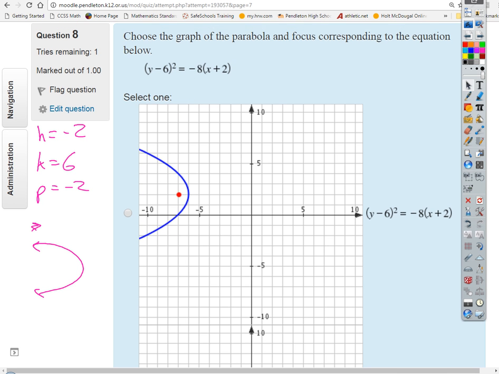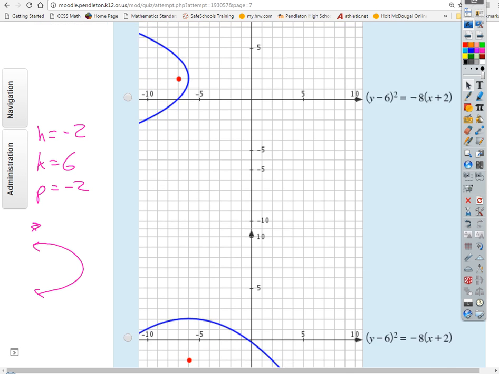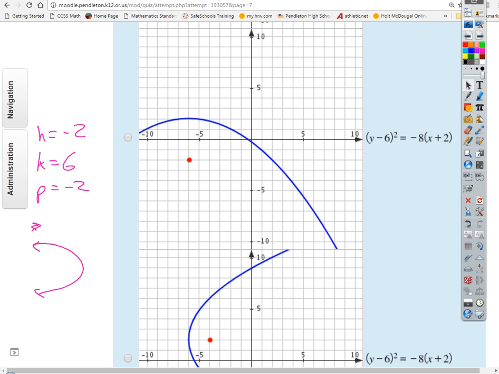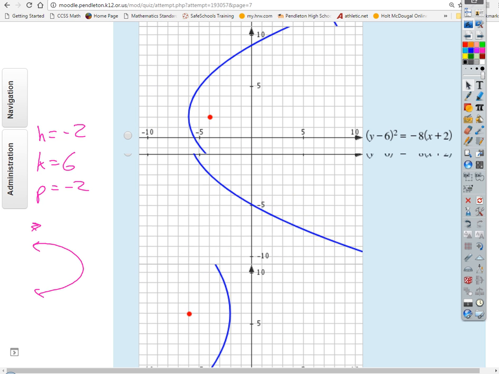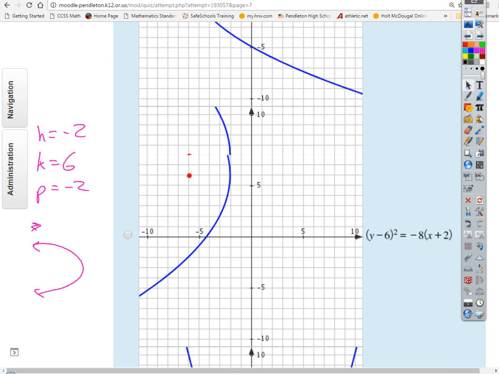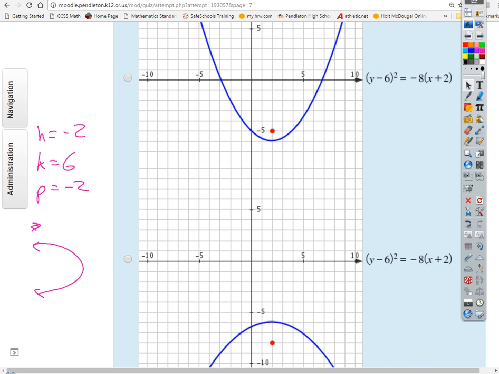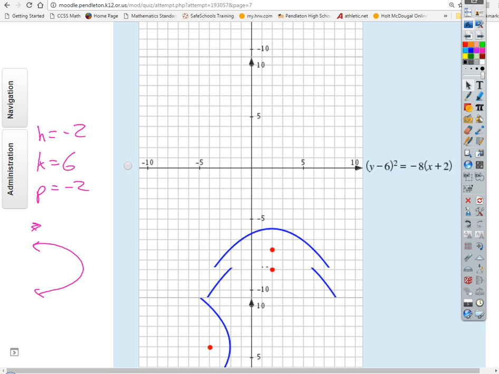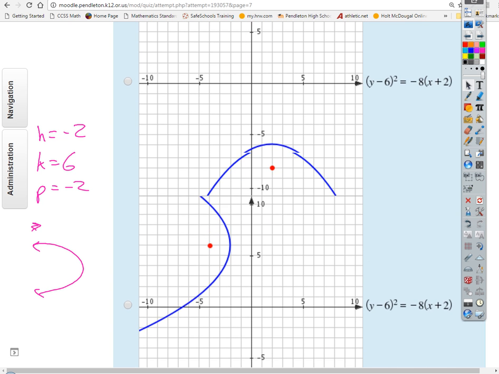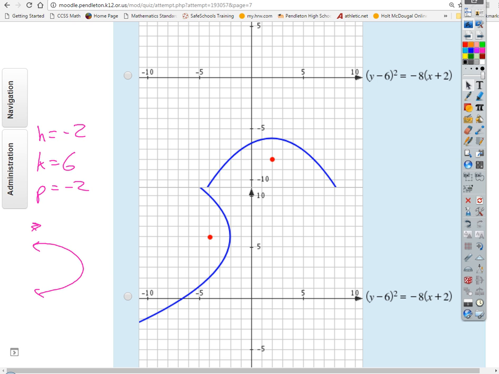Okay, so let's find it. Negative 2, 6. Nope. No. Nope. Yes. Nope. Oh, that looks pretty good, doesn't it? That is the one. Okay, so then here we've got negative 2, 6. There's the vertex. And then P is negative 2, so that's it.